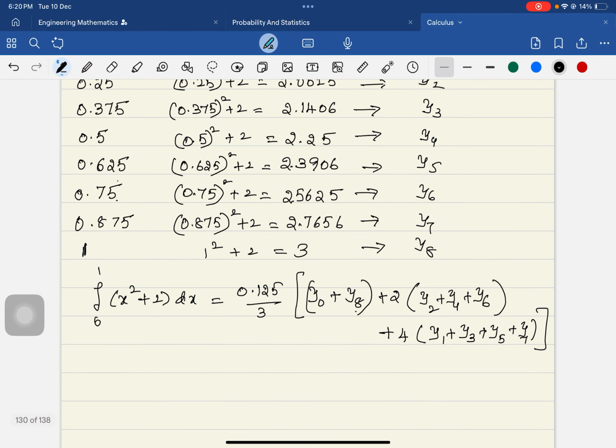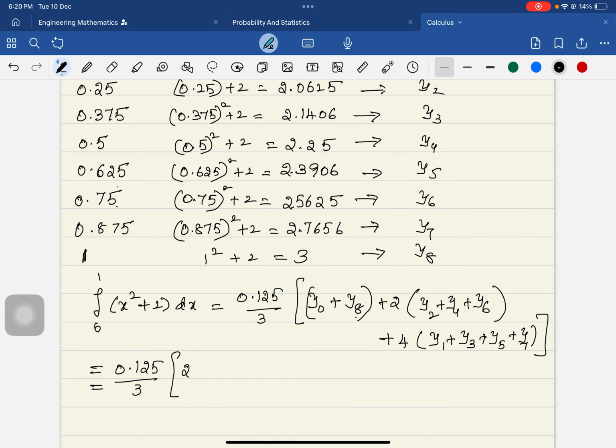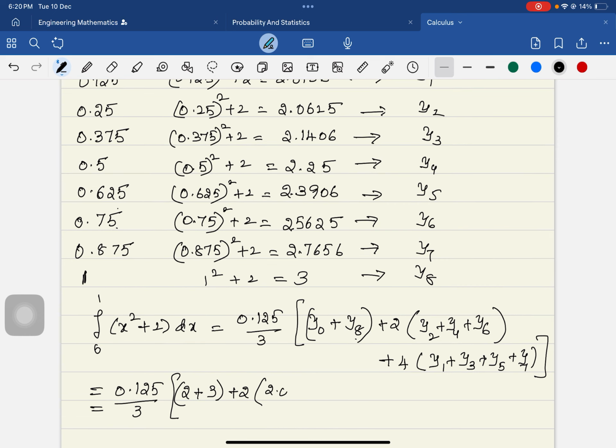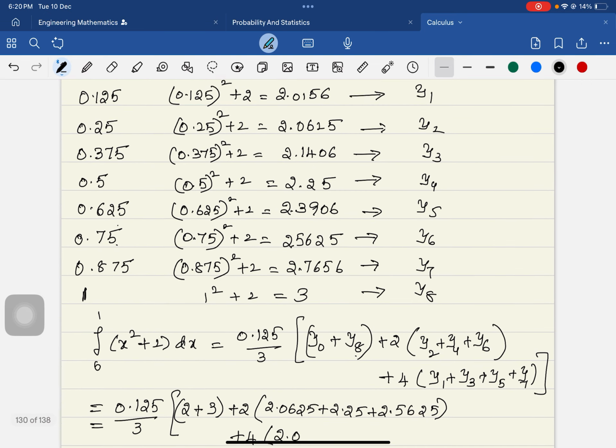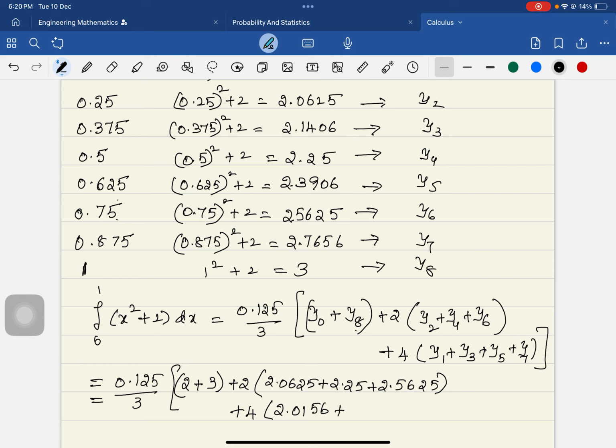So now what are these values? Let us write them down clearly. 0.125 over 3 times y0 is 2 plus y8 is 3, plus 2 times y2, 2.0625, plus y4, 2.25, plus y6, 2.5625, and then plus 4 times y1, 2.0156, y3, 2.1406, y5, 2.3906, y7, 2.7656.